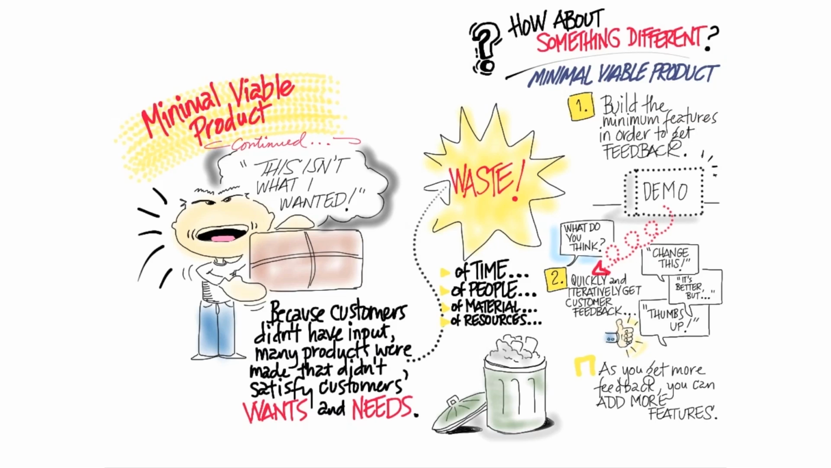And by the way, an MVP could be something as simple on the web as a wireframe or a PowerPoint slide, or for a physical product, it could be a physical mock-up, or it could be a working part of the system. But as you get more feedback, you could start adding more features.